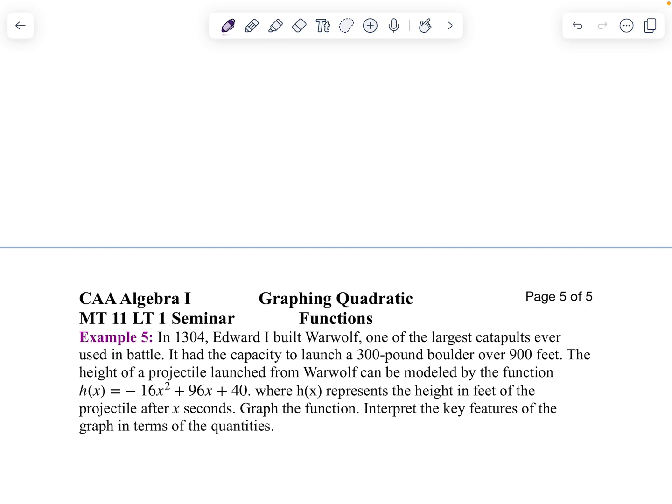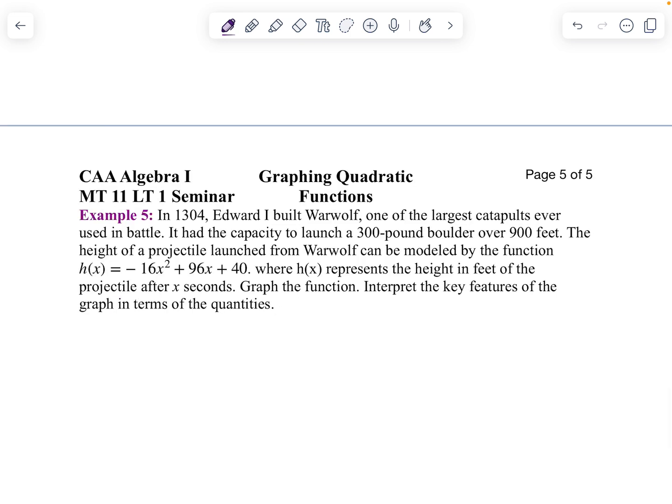Negative 16x squared plus 96x plus 40, where h of x represents the height of the projectile after x seconds. I want to graph the function. I want to interpret the key features of the graph in terms of these quantities. Now, you might have been asking yourself in the first couple, hey, can I just use Desmos? Well, none of the first two, when I want you to understand the key features. But yeah, for the most part, you can use Desmos. You actually use Desmos on the first two to check your answer to make sure you're doing it right.